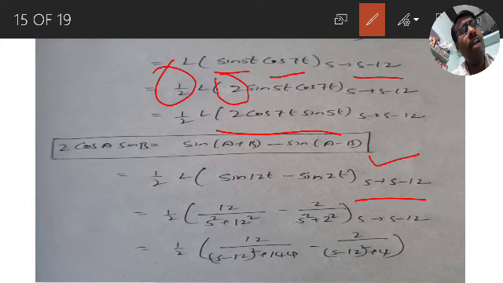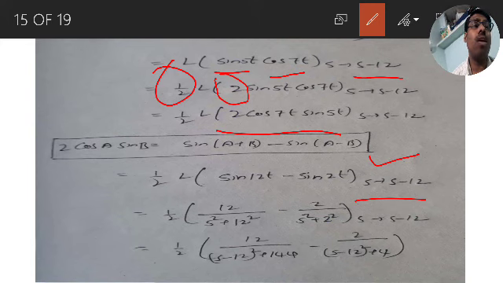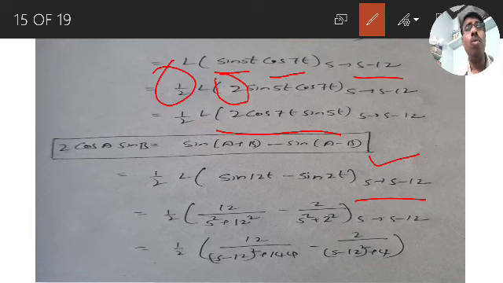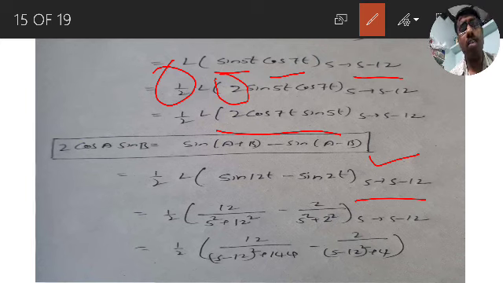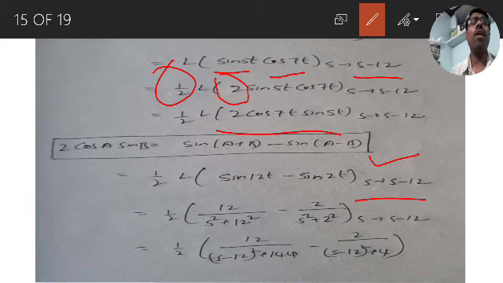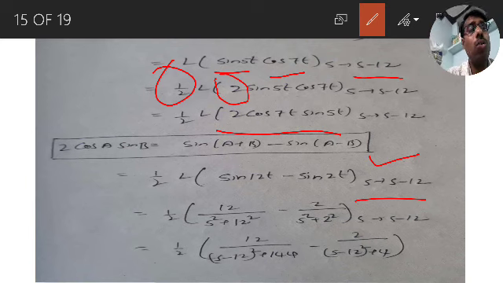What is L of sin at? L of sin at is a by s square plus a square, the standard formula. You should recollect the standard formulas. In every problem you will find standard formulas. So you have to remember the standard formulas. What is L of sin at? a by s square plus a square. Now L of sin 12t is 12 by s square plus 12 square, and L of sin 2t is 2 by s square plus 2 square.